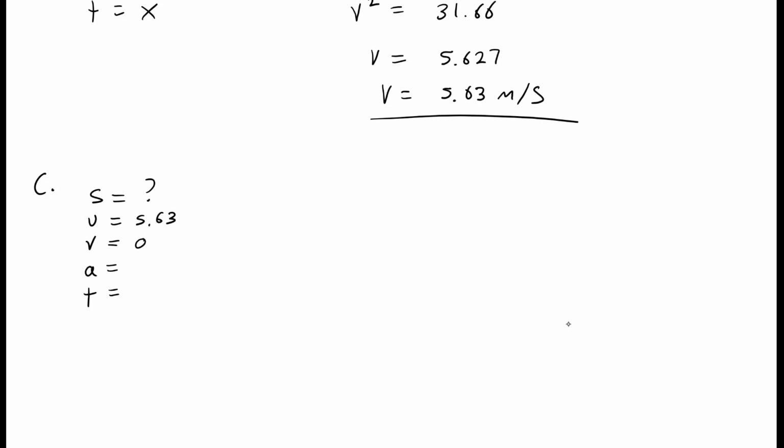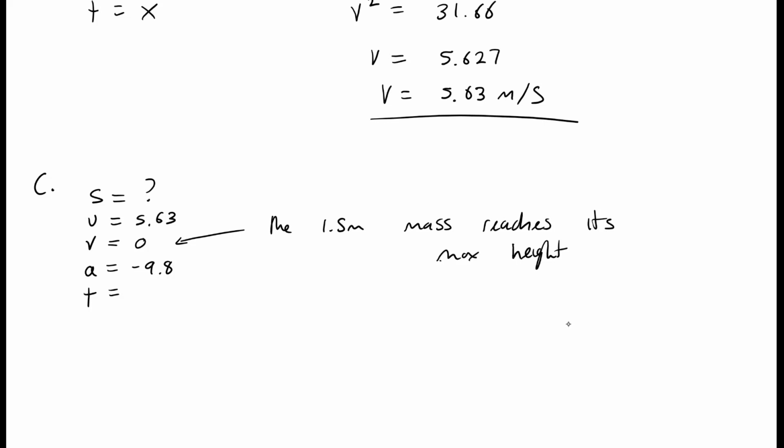The final velocity will be 0 because the 1.5 m mass reaches its maximum height. The acceleration, well, in this case the only force acting on it is its weight, so acceleration is minus 9.8, and here we're taking up to be positive. We don't care about the time taken, and we're not asked, we don't care about it and we're not given it, so just cross that out.